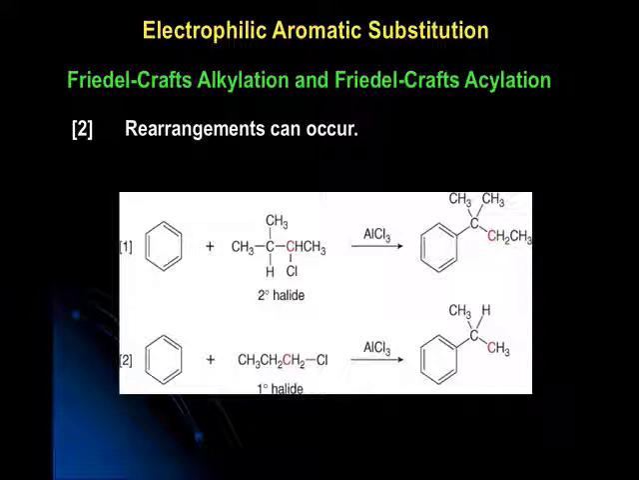What else can we do? We can do ring expansions. Remember that? So if we had a strained ring, it could actually expand and form a more stable carbocation. So you can have this kind of reaction where you have a strained ring, you generate a carbocation, it expands to a bigger ring, and then it gets trapped by the aromatic ring to form the carbon-carbon bond in the Friedel-Crafts reaction.